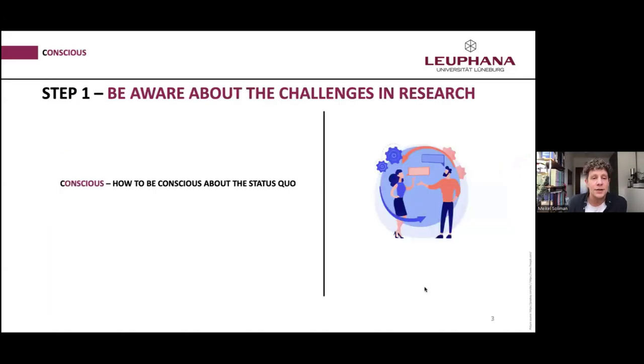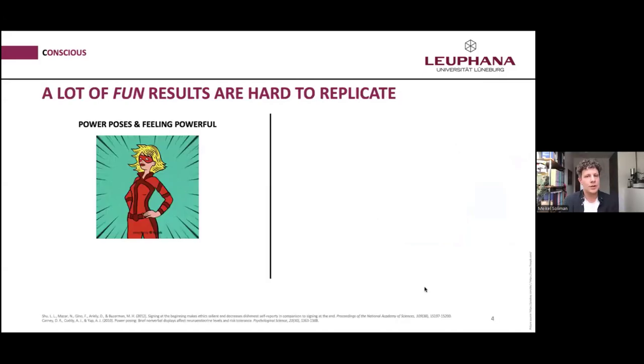So what's behind the first step? The first step would be to make students conscious about the status quo in research. So to make them aware that even though open science has been around for quite some time, at least in psychology, for the last 10 years at least, there are still some obstacles, especially in management and other related fields. So a lot of fun research, which is the hard truth, is hard to replicate.